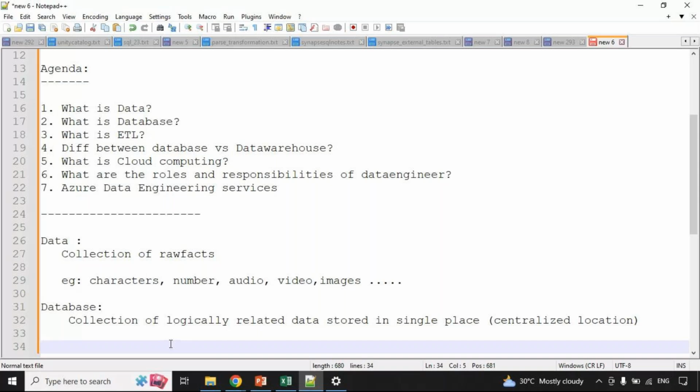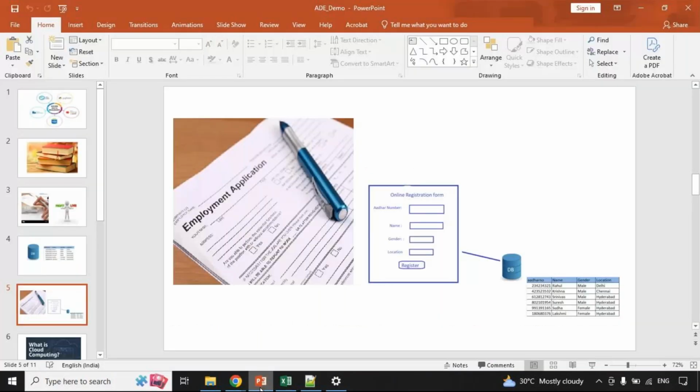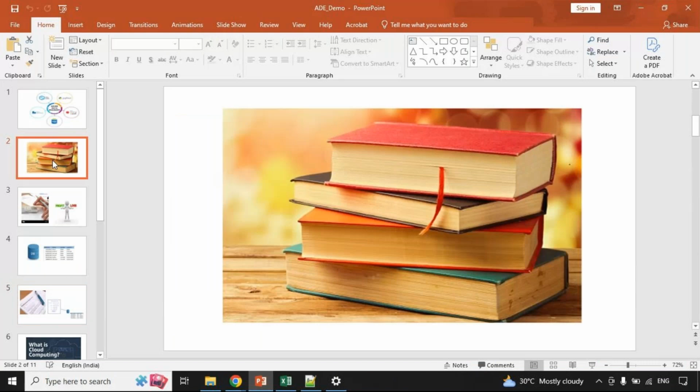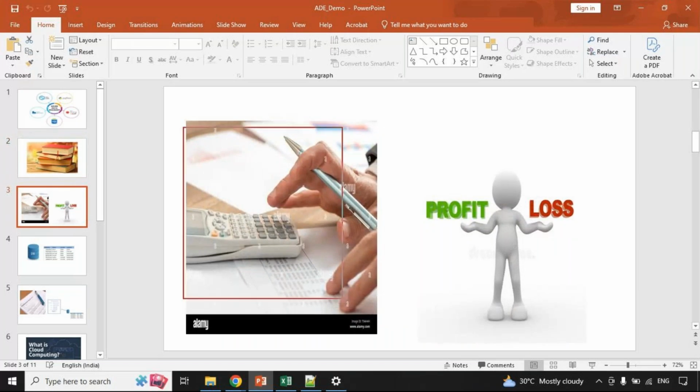Before software came into the picture, in our early days, people maintained the data in books. Suppose you are going to start a business. In olden days, whatever the sales, whatever the purchases, everything they maintained in the books. At the end of the year, we do manual calculation, and we come to know what is the profit and what is the loss of your business. So everything is manual.